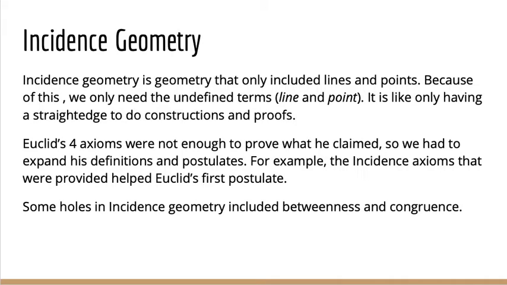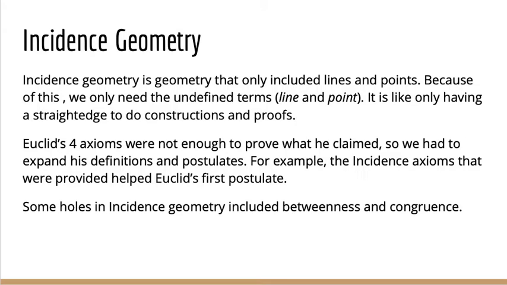So for incidence geometry, this geometry is basically only using lines and points. It is like only having a pencil and a straight edge to do constructions for proofs. That means that circles, ellipses, curves, etc. do not exist because we cannot prove those concepts only using straight lines and points. Incidence geometry provided the first set of axioms that filled in the gaps for Euclid's postulates.